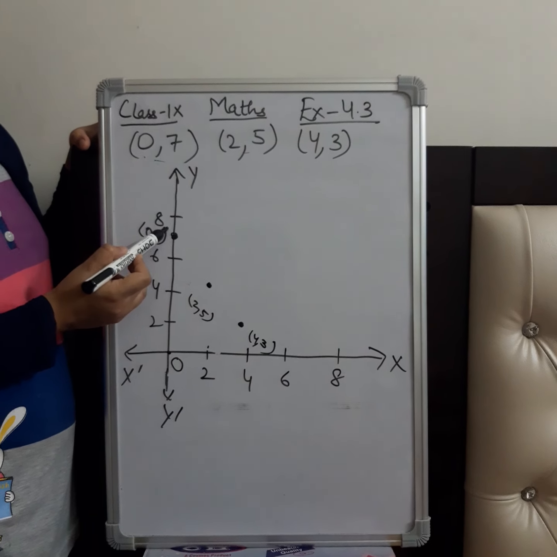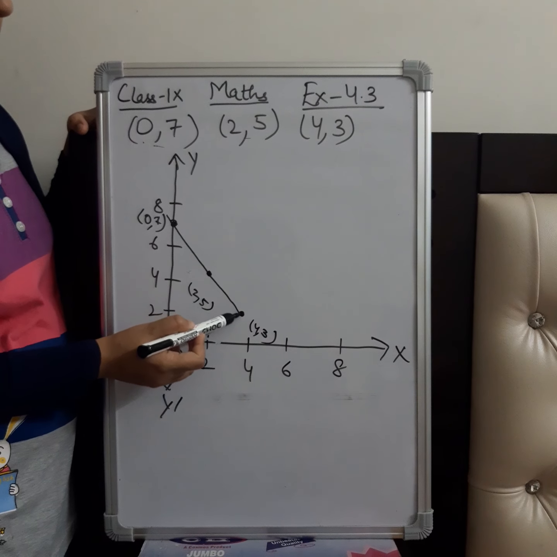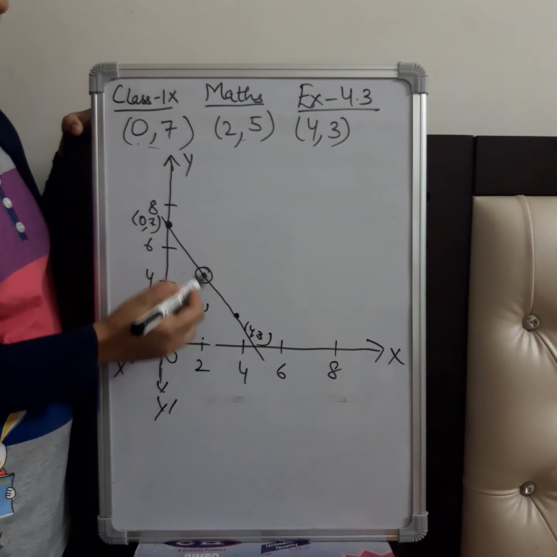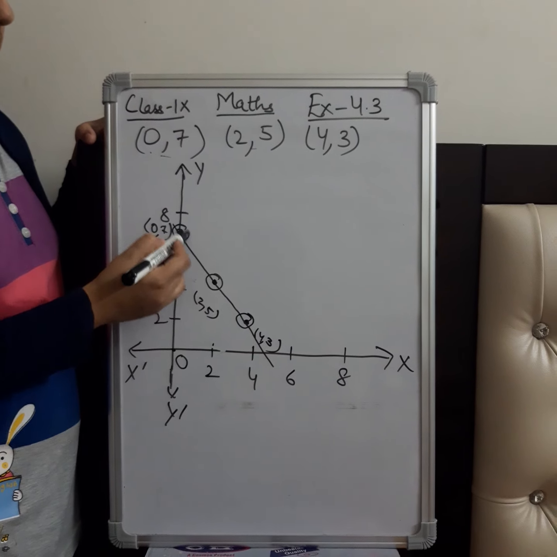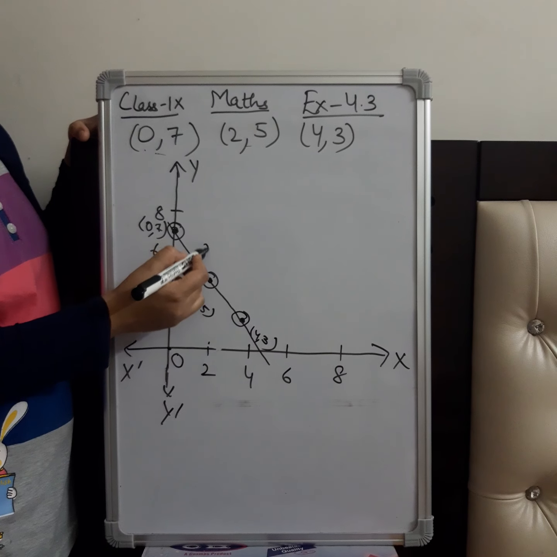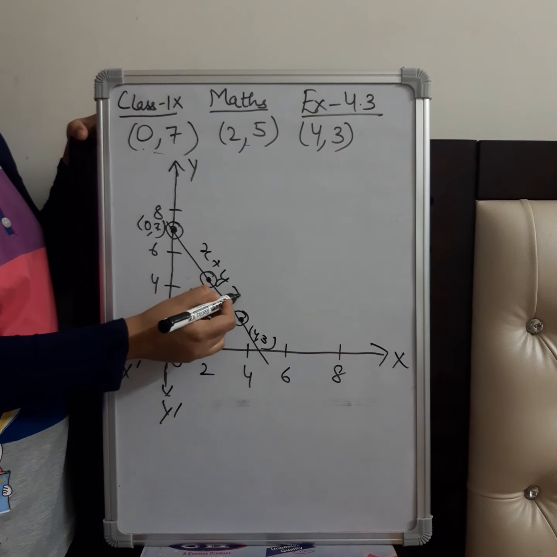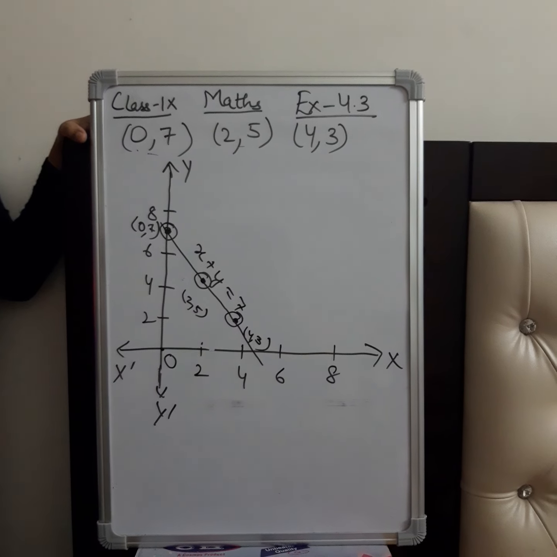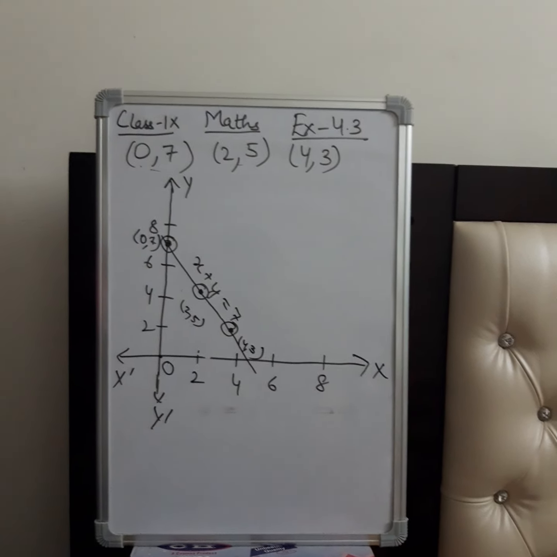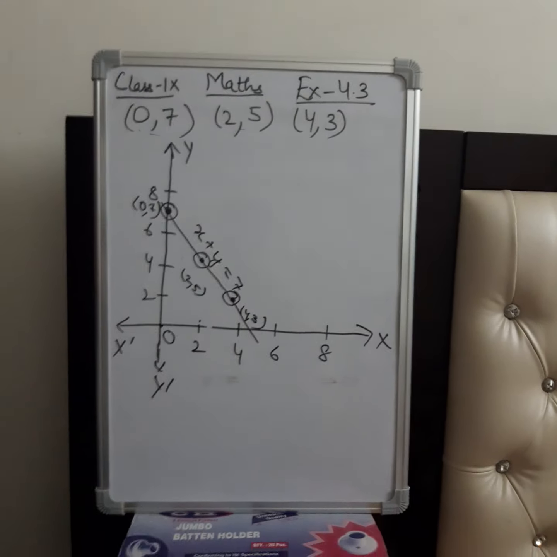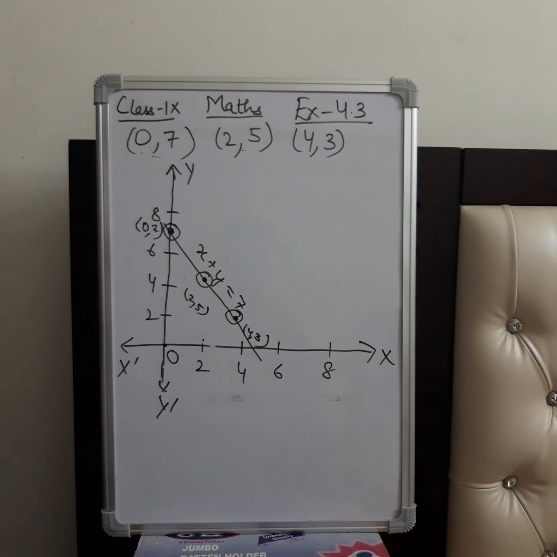So you can see these 3 points are on a straight line. You can highlight like this, and on this line we can write the equation also for which we have plotted this graph. So this is the graph for that linear equation which was given to us in the question.